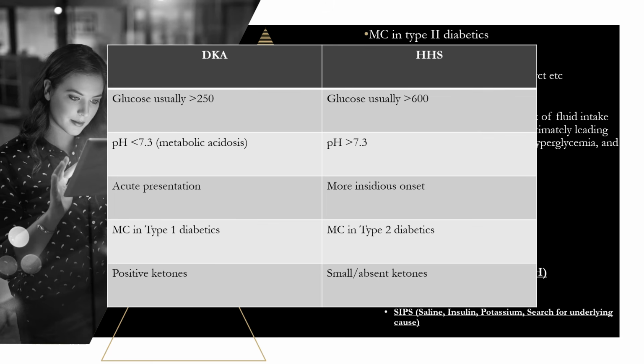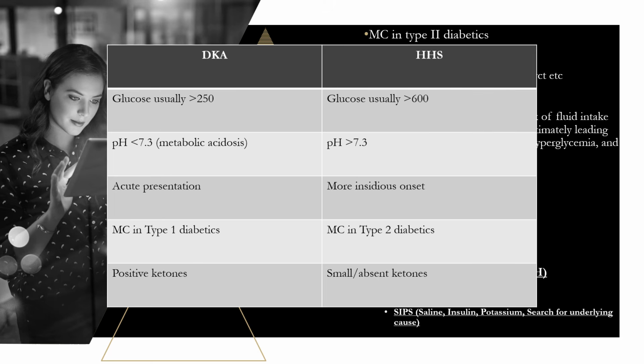I've heard that really you can only develop DKA once you're at a point where you no longer even have a drop of insulin in the body. If you have a drop of insulin, you're going to be in HHS. Your body's not going to become that acidotic, basically breaking down the fats. That's what I've heard. That's the way I understand it, and that's why it's more common in type 2 diabetics, HHS, and DKA in type 1.